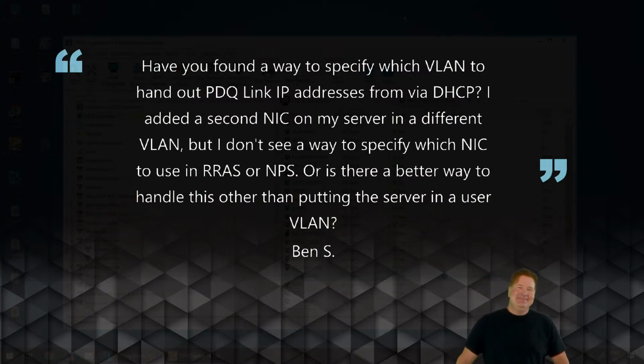Dear Lex, have you found a way to specify which VLAN to hand out PDQ Link IP addresses from via DHCP? I added a second NIC on my server in a different VLAN, but I don't see a way to specify which NIC to use in the RRAS or NPS. Or is there a better way to handle this other than putting the server in a user VLAN?